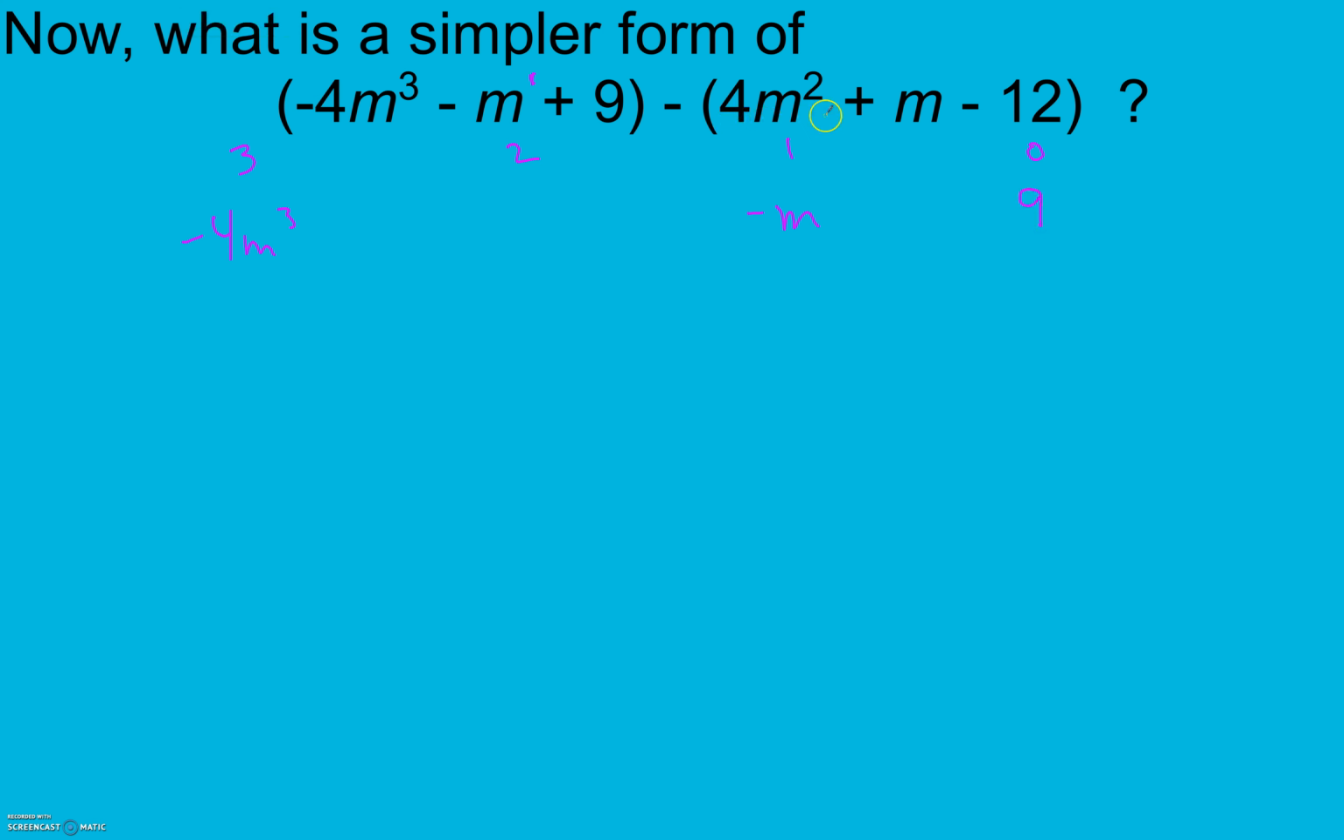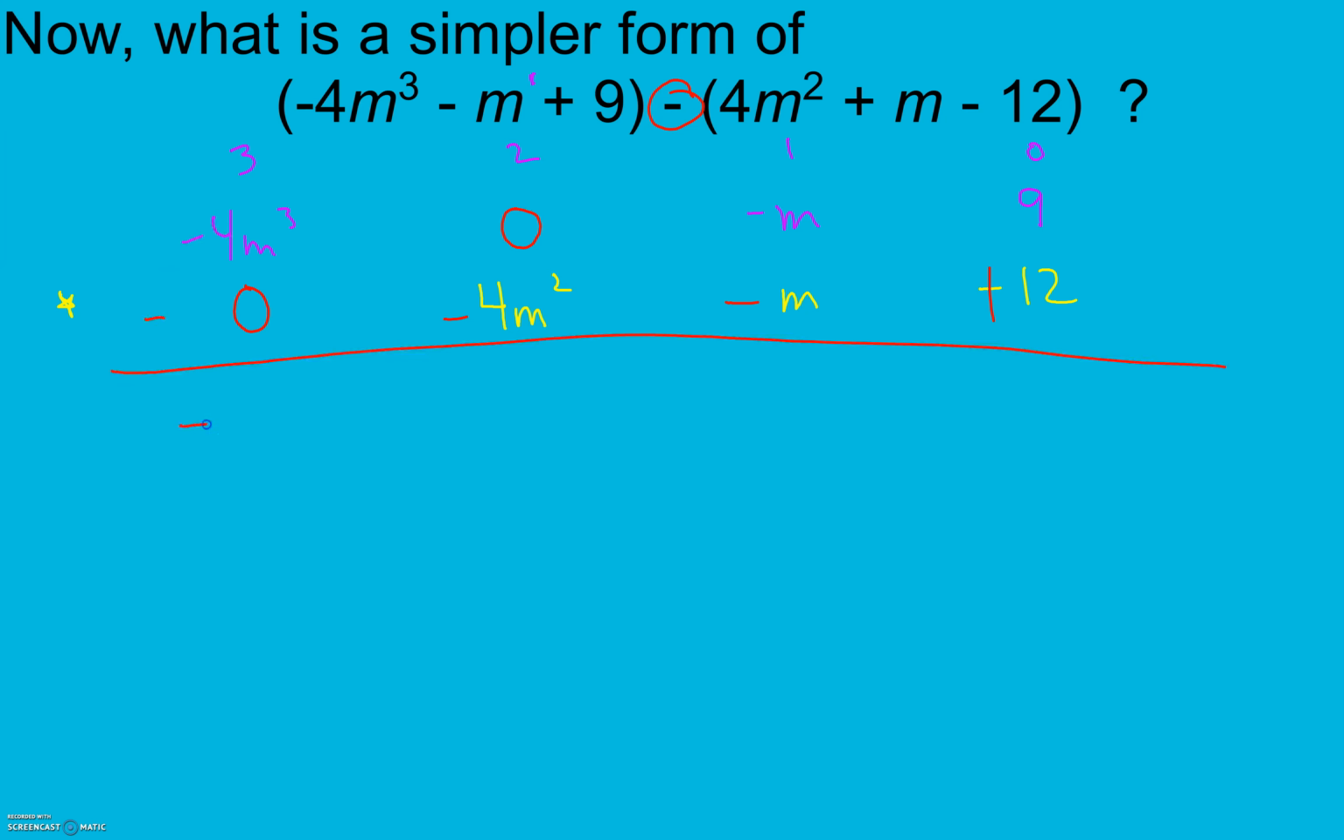Second one, I have 4m squared, so it goes in my squared column, but remember, it's its own polynomial, so it gets its own row. I have an m, and I have a negative 12. Now, we are subtracting, so I'm going to subtract in all of my rows. Minus a negative gives me a plus. And remember, if it's easier to put in those zeros, you sure can, but you don't have to. And now I can combine them.